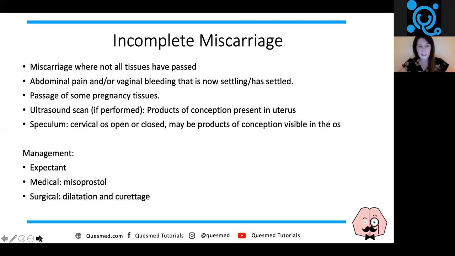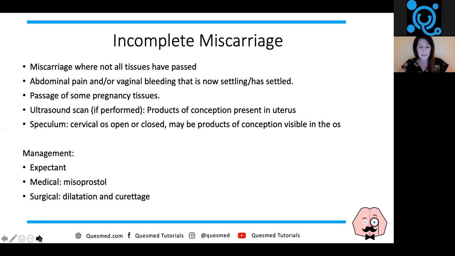An incomplete miscarriage is a miscarriage where not all of the pregnancy tissues have been passed. Again, it can present with abdominal pain plus or minus vaginal bleeding. This might be settling or have settled completely and is associated with passage of some pregnancy tissues. On an ultrasound exam, if performed, products of conception can often be seen persisting in the uterus. On a speculum examination, the os may be open or it might have closed again, or you might actually be able to see products of conception stuck in the os.